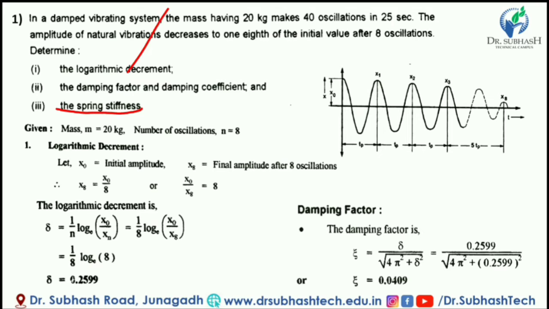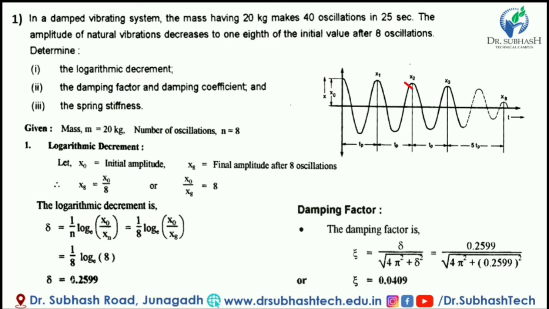First we find the logarithmic decrement. So we know how to mathematically find the logarithmic decrement. Delta is equal to 1 upon n log e, natural log, of x0 upon xn. x0 is the initial amplitude and xn is the amplitude after n cycles. If we have to find the logarithmic decrement for one cycle, then x0 is the initial amplitude, n is 1, so x0 upon x1.